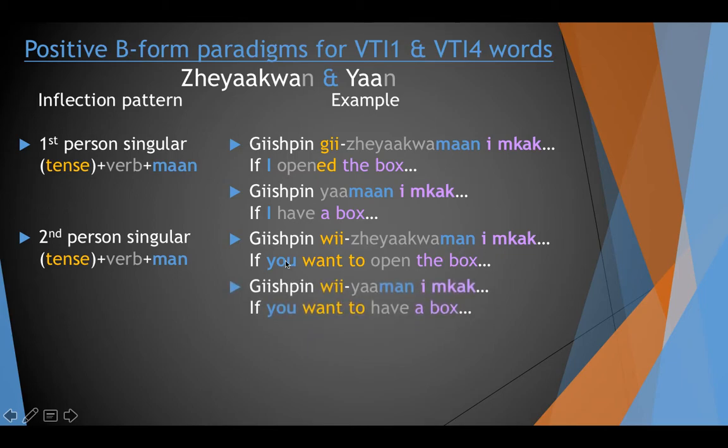And then we have the VTI 4 version. Gishbin wi ya mun imkuk, if you want to have a box. And then our third person singular. So instead of a mun ending, we're just going to have an ng ending.